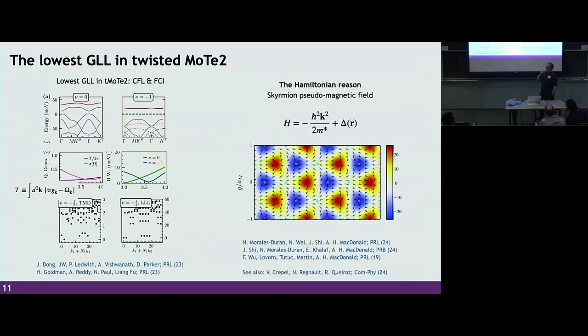The Hamiltonian reason, as also Shoto mentioned, is that we can write the twisted MoTe2 material Hamiltonian as quadratic dispersion electrons moving in a skyrmion field, and the skyrmion represents the interlayer tunneling process. Here the figure plots the skyrmion profile in real space. The skyrmion has a topological winding in real space, and the electron following the skyrmion pattern will effectively see a magnetic field. So after proper transformations, you can bring this Hamiltonian very close to a Hamiltonian of electrons moving in a non-uniform magnetic field.